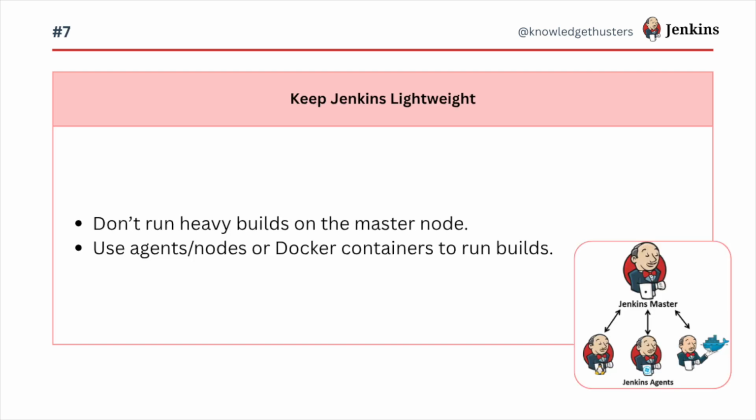So coming up next is that always keep your Jenkins lightweight. Do not run heavy builds on one particular node, that is the master. Always use agents or Docker containers to run your builds. You can also define any particular build to run on a particular agent, that also you can define in your pipeline. So make sure you always keep the master lightweight and keep your jobs segregated in different agents.